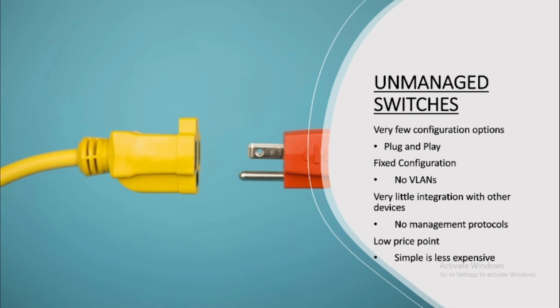Unlike switches that you might find in an enterprise, an unmanaged switch gives you very few configuration options. For example, you can't configure any VLANs on an unmanaged switch. All of the devices that you are connecting to an unmanaged switch would all be configured on the same VLAN. There is also very little integration with other protocols or other devices.